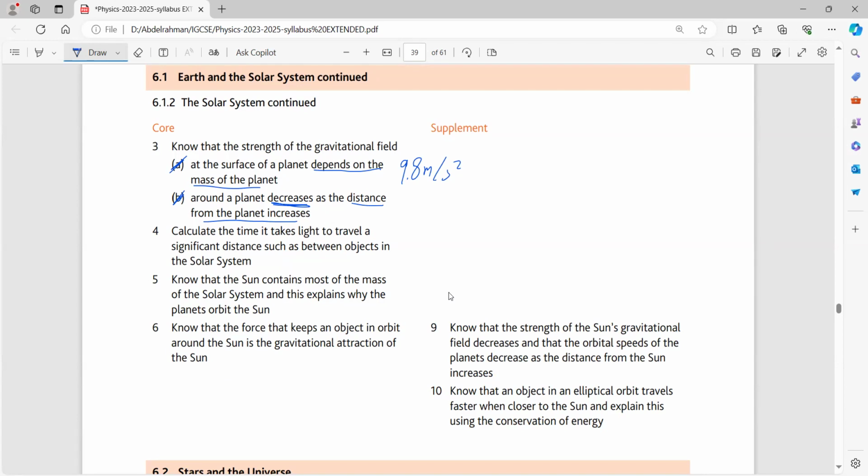Around the planet, the gravitational field strength decreases as the distance between you and the planet increases. Now, we are all living on Earth. I guess that you are all living with me on Earth. None of you are in space now, right? Anyway, if we're all living on the Earth, we're all experiencing the same gravitational field strength, which is 9.8 meters per second squared. What about the astronauts in space? Do they experience the same gravitational field strength of 9.8 meters per second squared?